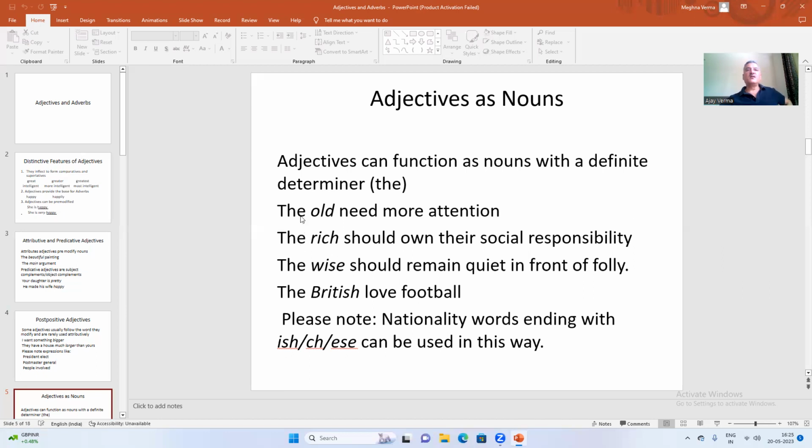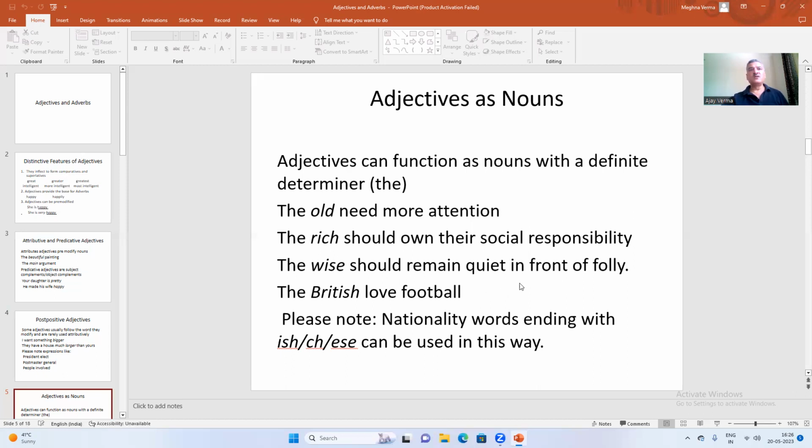So when we say the old need more attention, there are three things we must notice. One, old always occurs with the definite article the. Secondly, it will not take a singular verb, needs, but will take a plural verb, need. And third, it refers to the entire group of old people. So the old need more attention. The rich should own their social responsibility. Here, the term rich refers to all the rich people. The wise should remain quiet in front of folly.